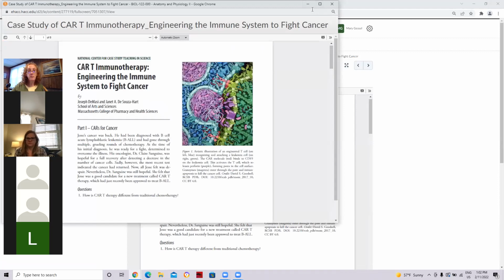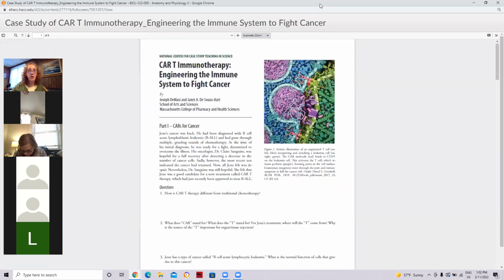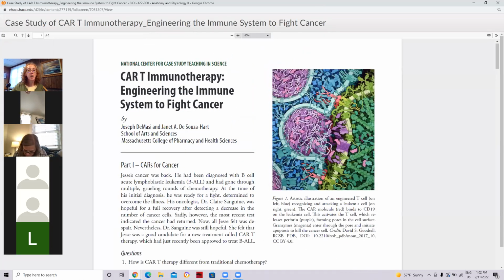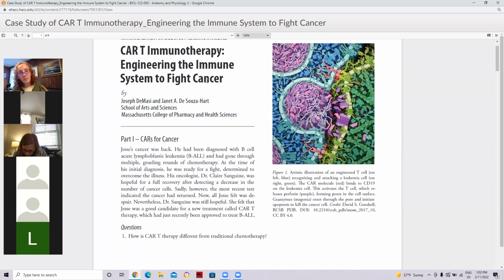I mean, if I'm given numbers, I want to be able to make sense of them. And as a group, we could do that. I wouldn't make you do it individually. So, CAR T immunotherapy: engineering the immune system to fight cancer.